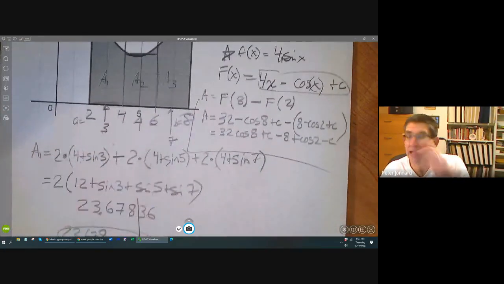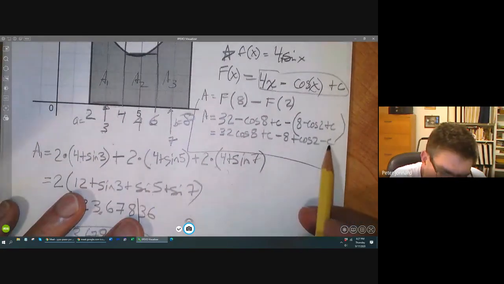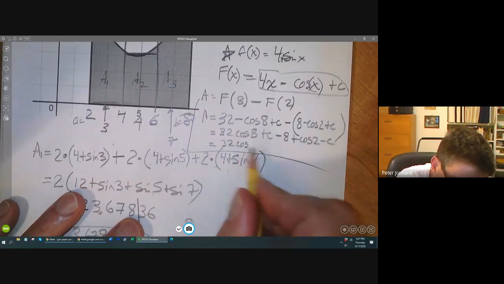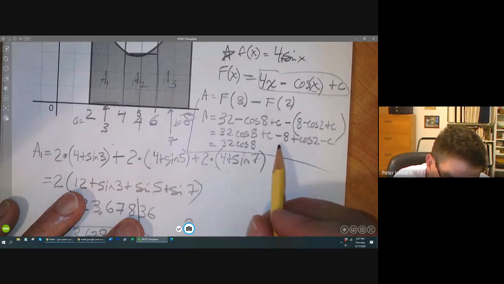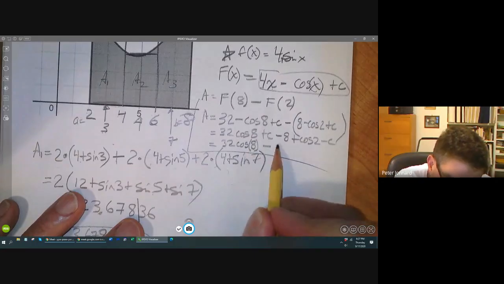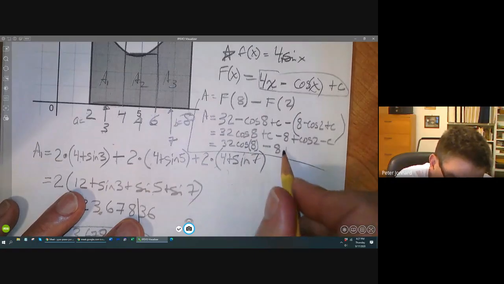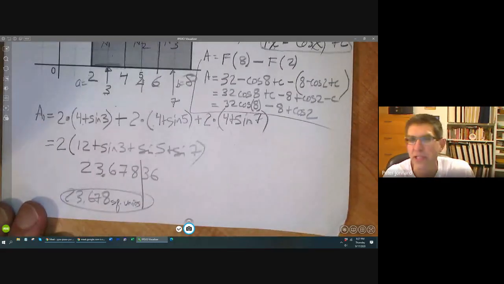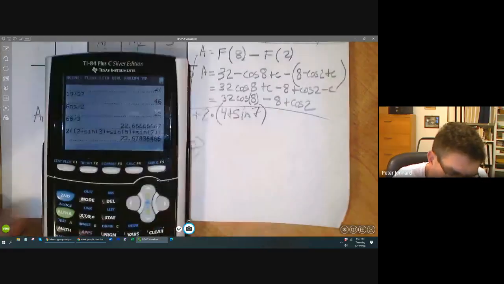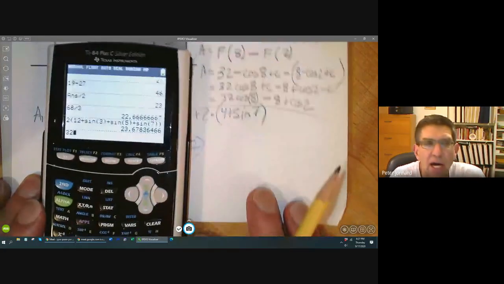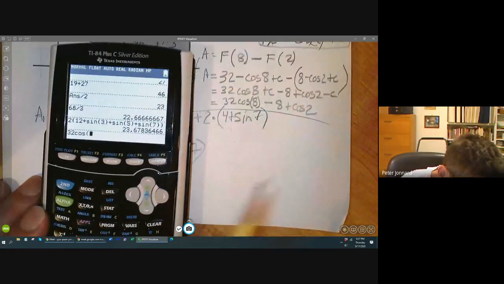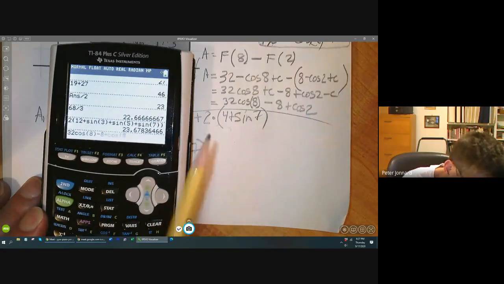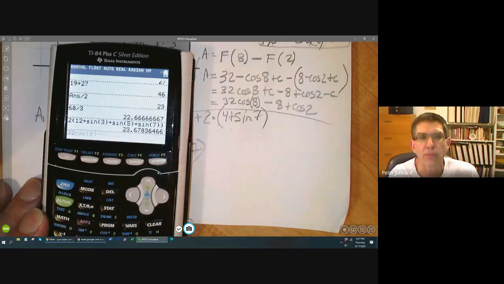Okay, and if you do that, you'll see that the c's go out, and I basically have 32 minus cosine of 8 and then minus 8, and then plus the cosine of 2. And so I'm curious, I bet I'll get something pretty close to 23.678. Let's give that a whirl and see how that works out. 32 times the cosine of 8 radians minus 8 plus the cosine of 2. Okay, and let's see what we end up with here.